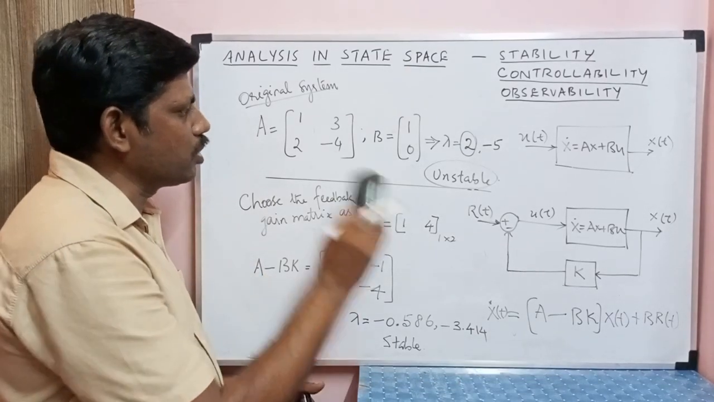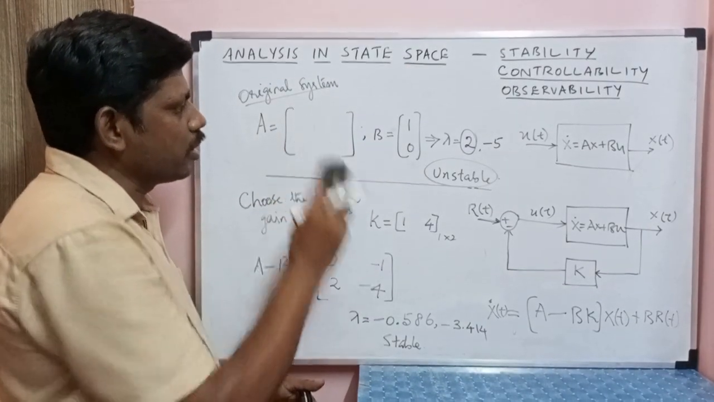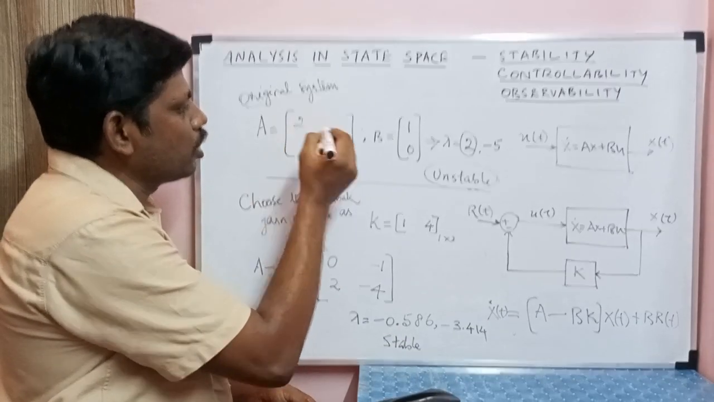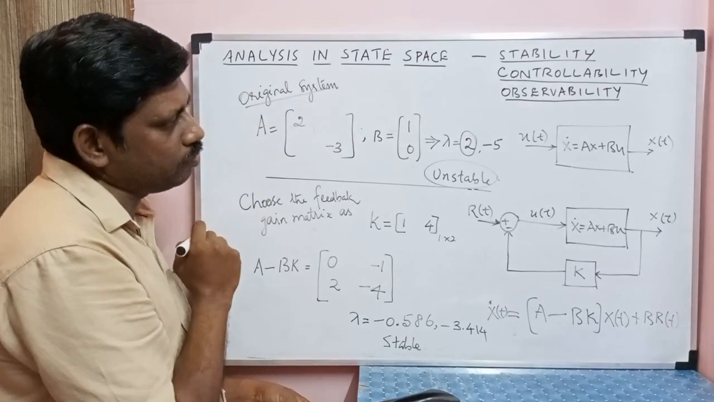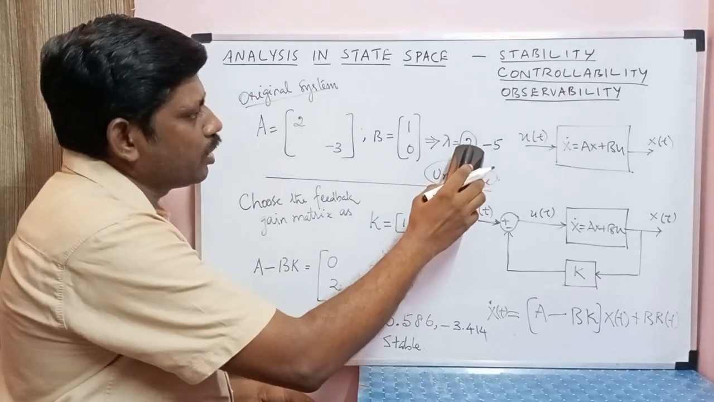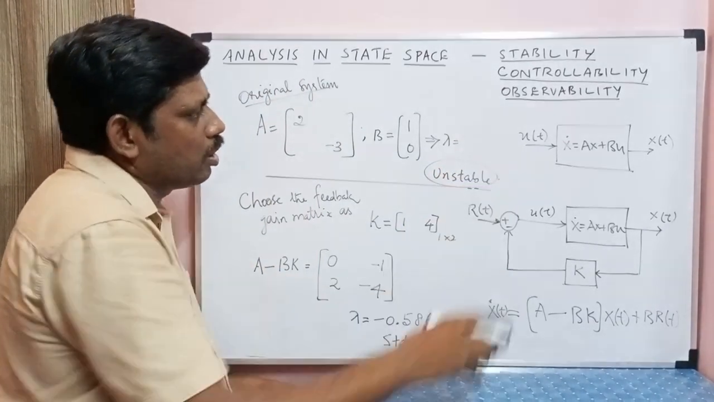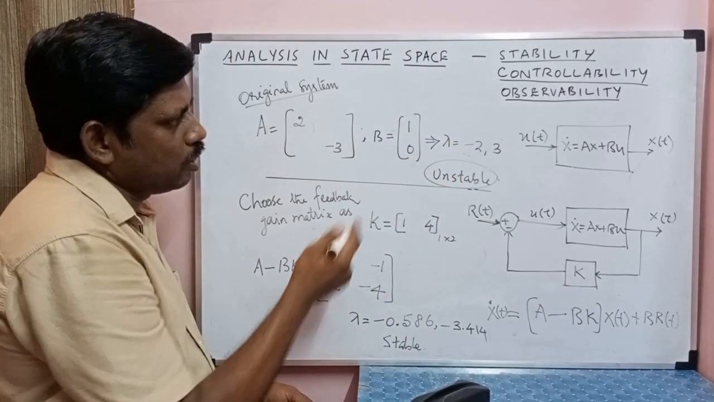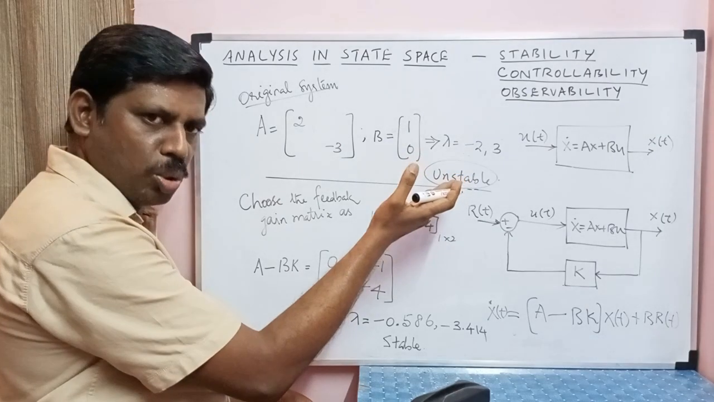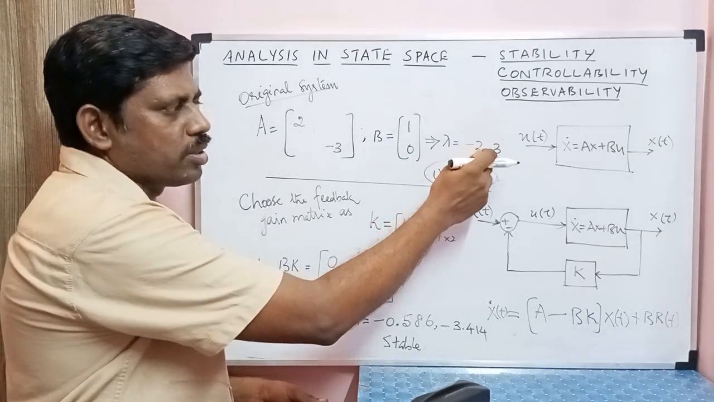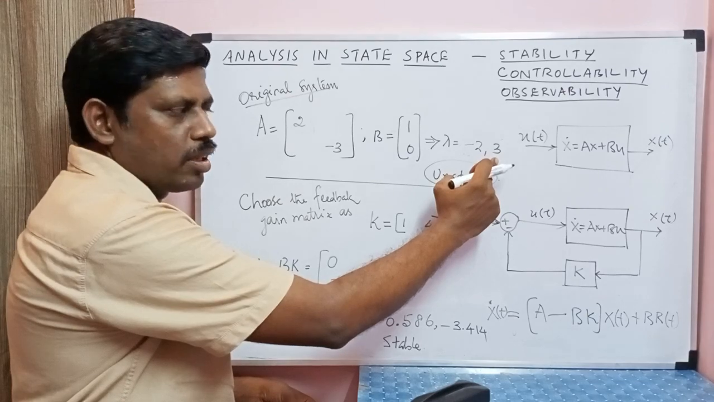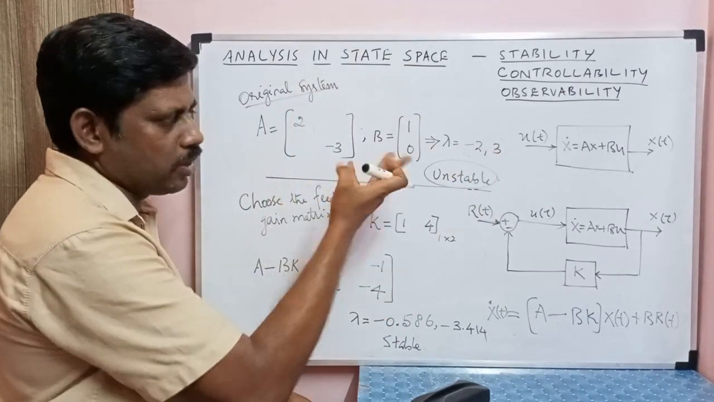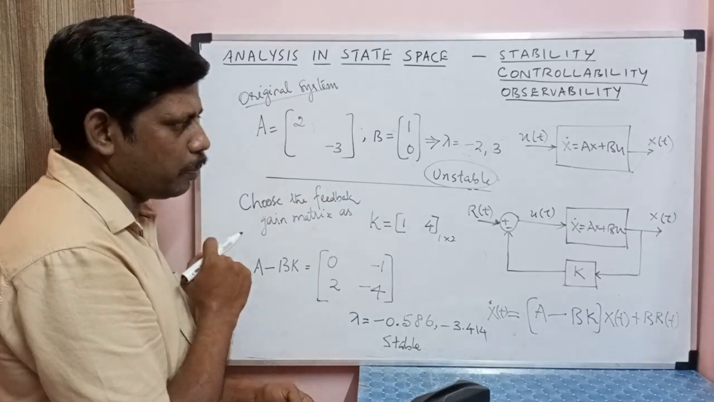For example, let me take up one system with this state matrix. Let us say 2, -3. So the eigenvalues will be -2 and 3. Whether the system is stable? No, it is not stable, because there is a positive eigenvalue, with a positive real part, which is going to lie on the right side, and therefore the system is unstable.